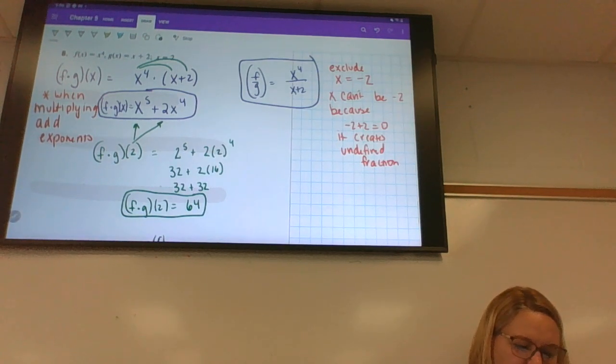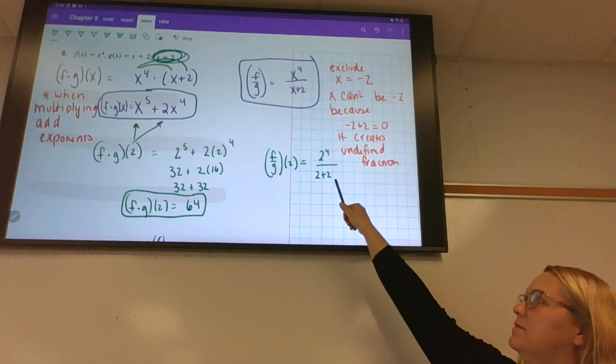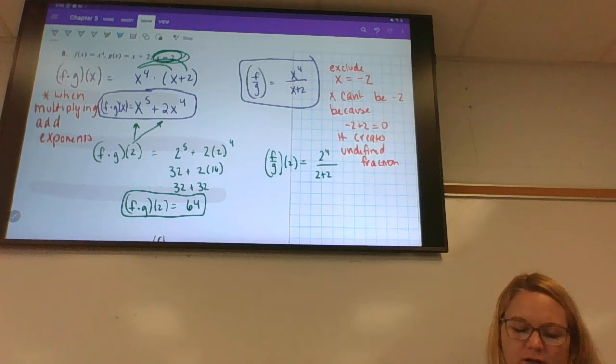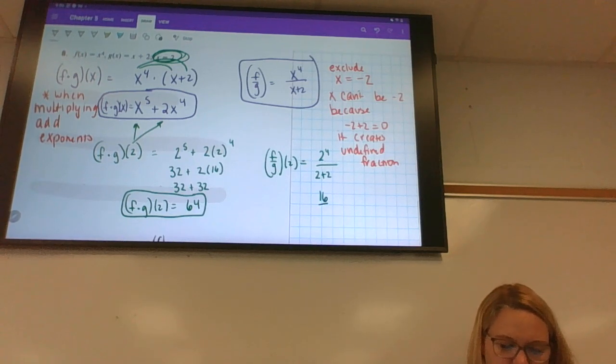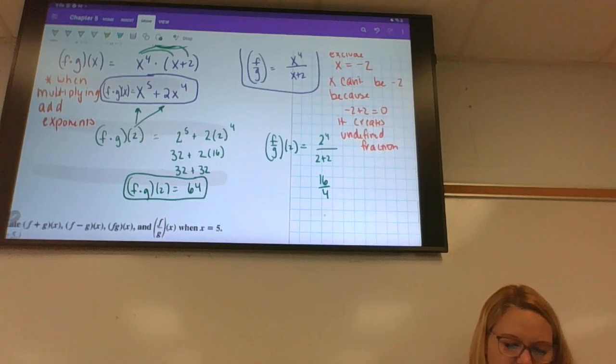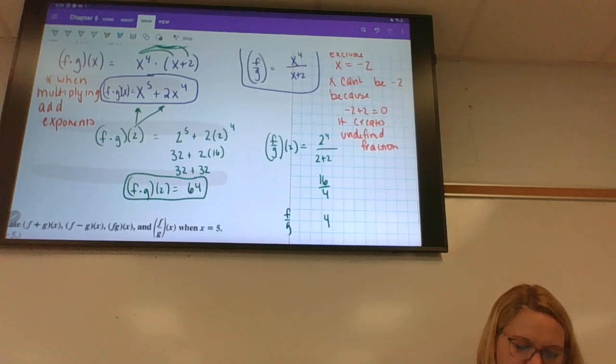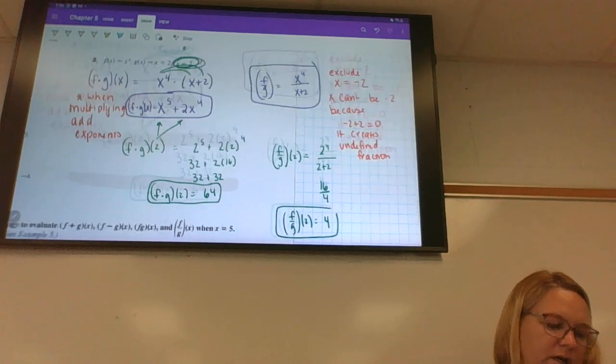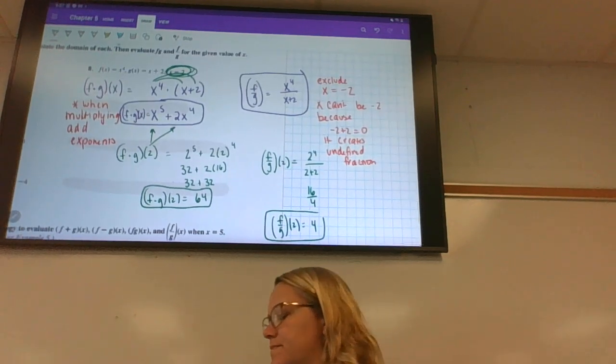And I'll do that again. I'm going to do f over g of 2, because that's what it says in the directions. So that's 2 to the 4th over 2 plus 2. As long as you show this work, you can put that into a calculator to get your answer out. That's 16 over 4, which is 4. And now this problem is done.